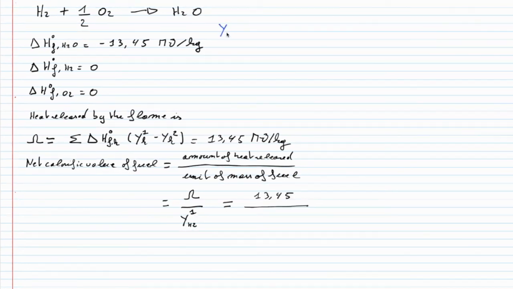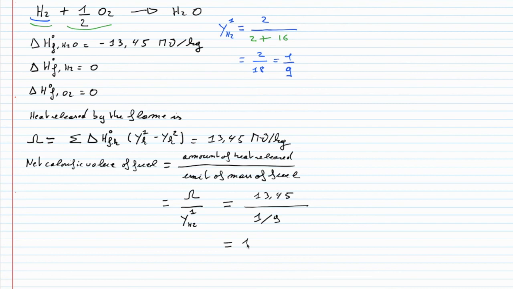The mass fraction of H2 in the fresh gases is directly given by the stoichiometric global reaction. Indeed, Y_H2 in the fresh gases is here equal to the mass of 1 mole of H2 divided by the mass of 1 mole of H2 plus half of a mole of O2, which gives 2 over 2 plus 16, which is equal to 1 over 9. The net calorific value of dihydrogen is therefore equal to 13.45 multiplied by 9, which is equal to 120 megajoule per kilogram.